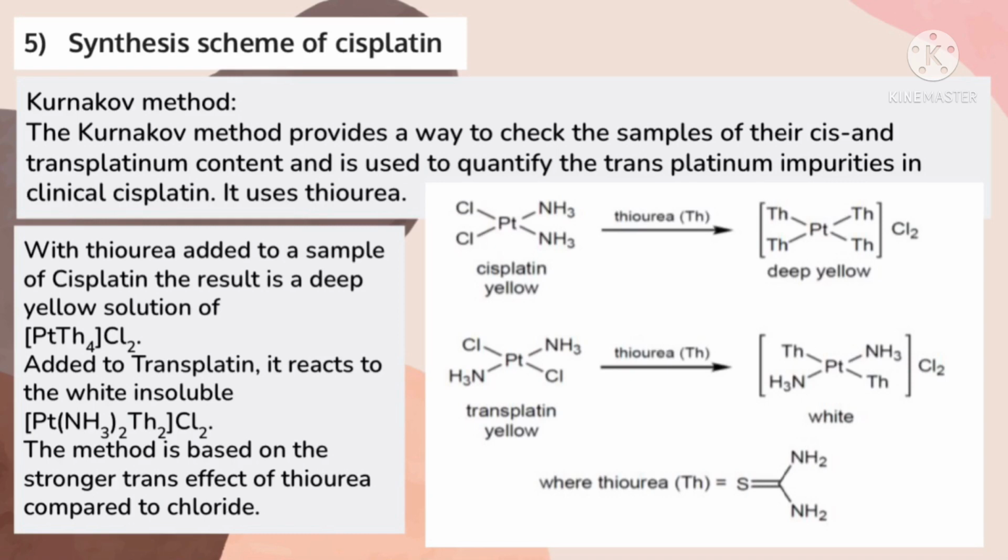With thiourea added to a sample of cisplatin, the result is a deep yellow solution of [Pt(tu)4]Cl2, while added to transplatin, it reacts to give the white insoluble Pt(NH3)2(tu)2Cl2. The method is based on the stronger trans effect of thiourea compared to chloride.